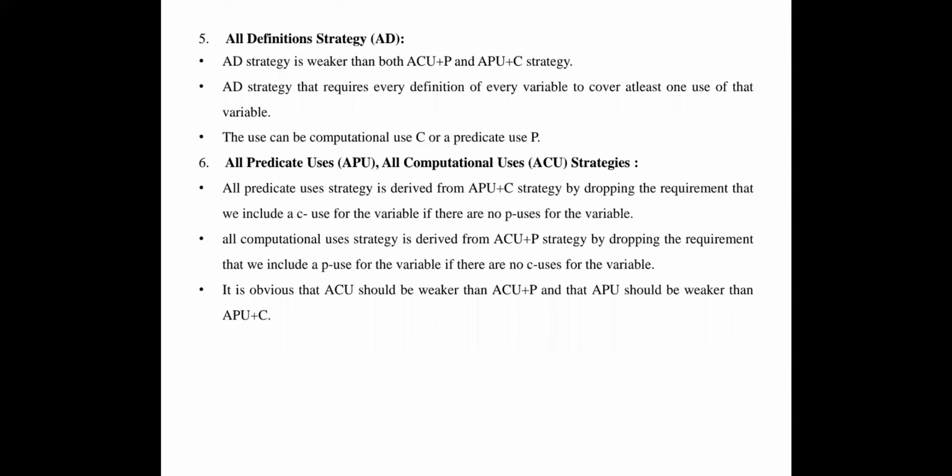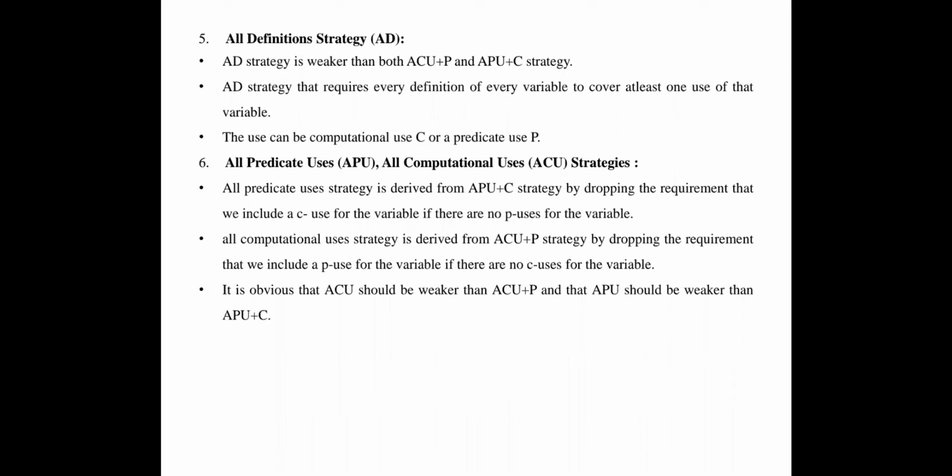When you are applying the all predicate use strategy derived from the APU plus C strategy, you drop the requirement that P includes all computational use of the variable if there are no P uses of the variable. Likewise in ACU, we use the ACUP strategy, dropping the requirement that we include P use, that is predicate use of the variables, if there are no C uses for the variables. Okay, so this is about the 6 strategies.